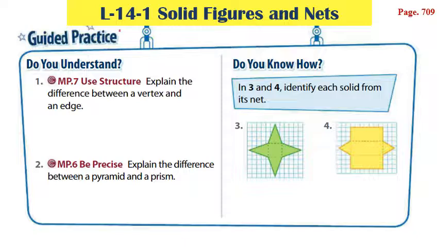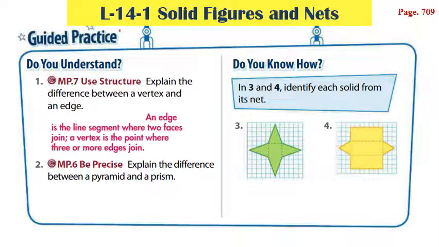Now guided practice, first part, do you understand? Question number 1. Explain the difference between a vertex and an edge. What is your answer? Very good. An edge is the line segment where 2 faces join, a vertex is the point where 3 or more edges join. Pyramid and a prism. Great. Prisms have 2 parallel bases, pyramids have 1.